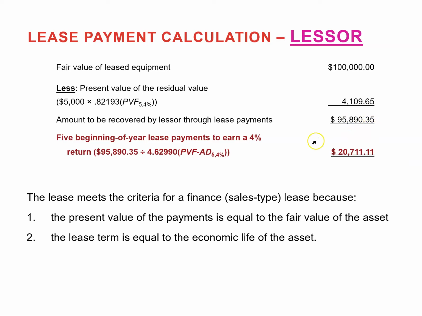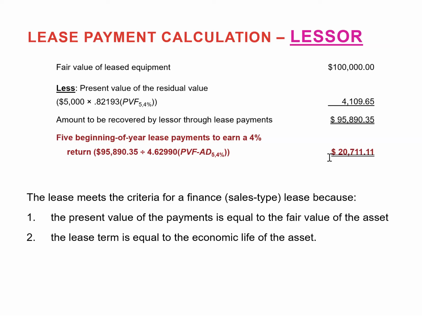95,890.35. And then what lessor did, lessor actually calculated what would be the installment or annuity due payment using this present value amount and using this 4% rate and 5 years, and they found that each lease installment should be 20,711.11 to recover all this amount over the 5-year period. So this amount we already know before, and most of the problems actually will give you this annual installment payment.